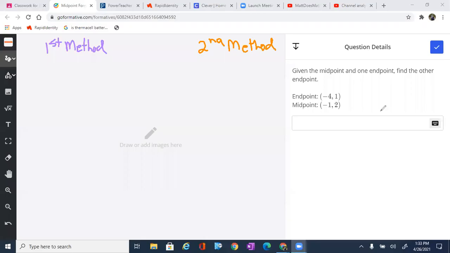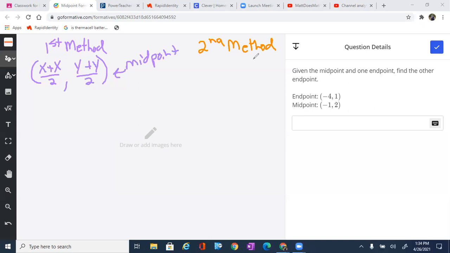All right, so we are going to go ahead and find the second endpoint when we're given a midpoint and one endpoint. Okay, the first method we're going to use is the midpoint formula. And the midpoint formula just simply says we add the x's together and we divide by 2, and then we add the y's together and we divide by 2.